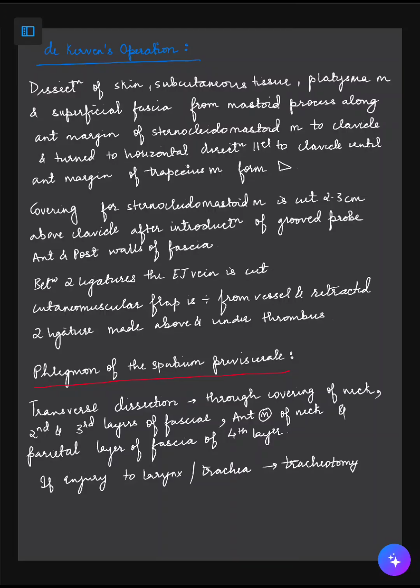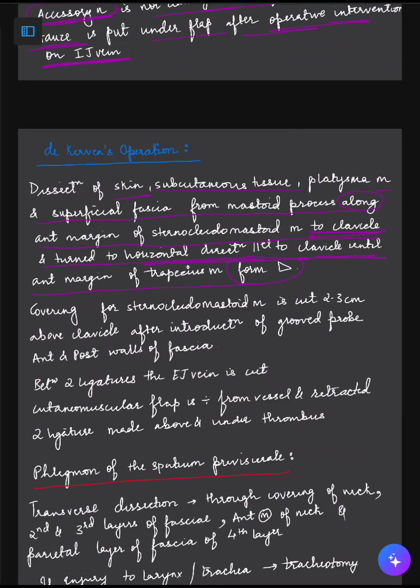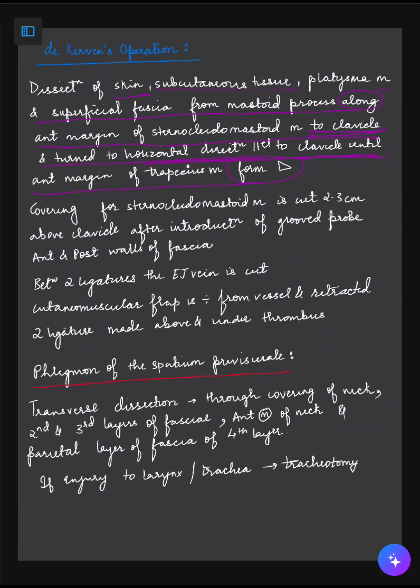In this, dissection of skin, subcutaneous tissue, platysma muscle and superficial fascia from the mastoid process along the anterior margin of sternocleidomastoid muscle. Until here, it is same as Kuttner's operation. But from here to clavicle and turn to horizontal direction parallel to the clavicle until anterior margin of trapezoid muscle forms a triangle. Fine. This is a change between Kuttner's operation and de Quervain's operation.